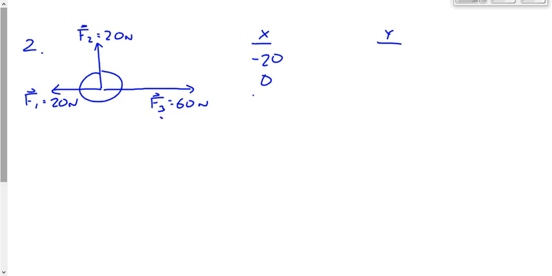So now you could have named them differently than I did, right? But we're talking about the third one right here. So that would be 60. Yes, good, 60. So we're going to add these up, and that's going to give us 40 newtons. And now let's find the y components.